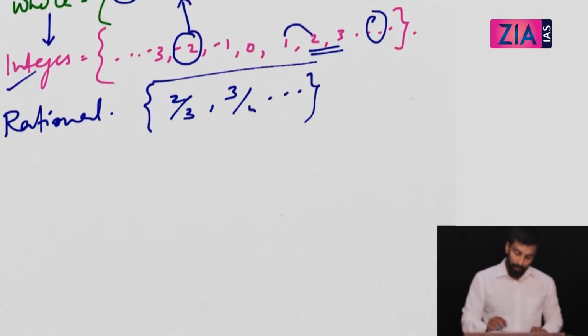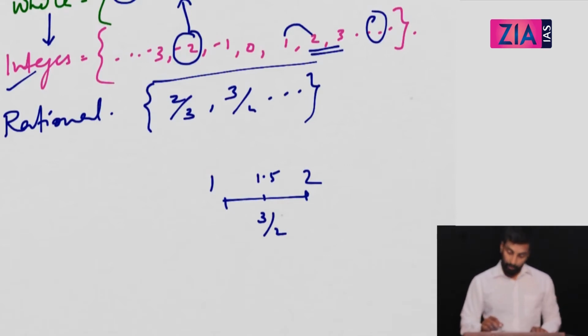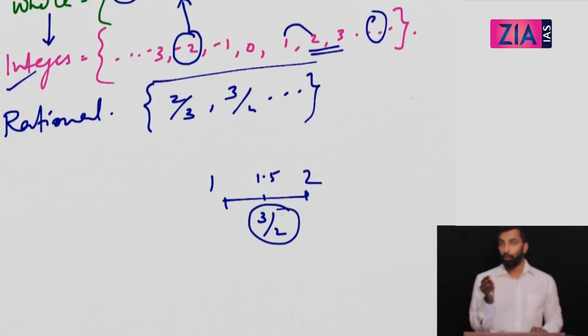Now you take any two numbers, 1 and 2. What is the midpoint of 1 and 2? It is actually 1.5, right? What is 1.5? It's actually 3 by 2. So 3 by 2 is a rational number. Why? It is of the form p by q, where p and q are integers and q is not equal to 0. So you got one rational number between two numbers, right?